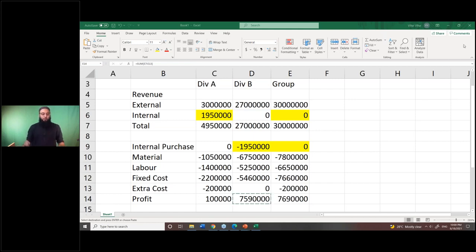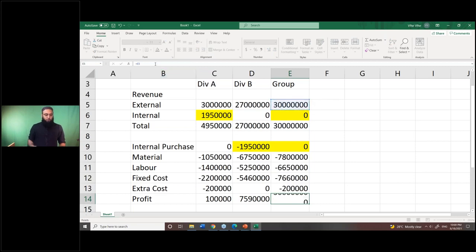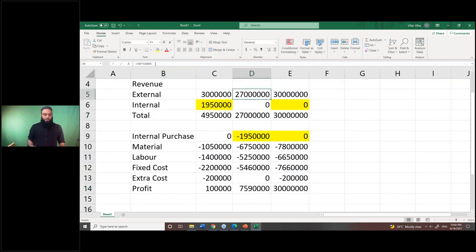How did group revenue come to 30? So simple. See, it's so simple, man. Just add these two together: the external revenue of A and the external revenue of B. Ignore the internal revenue.